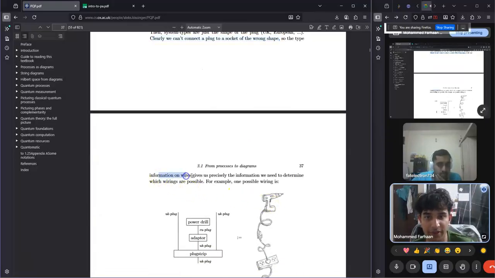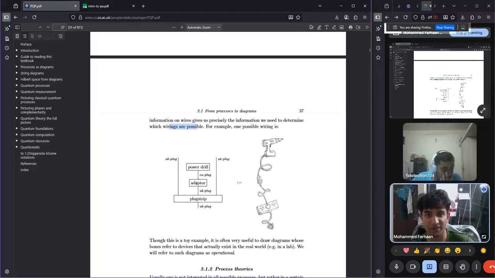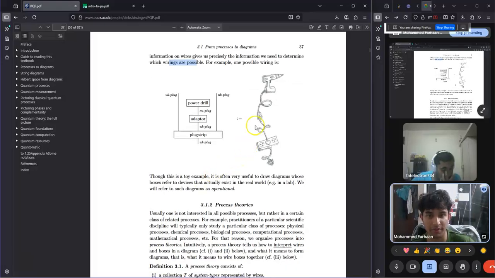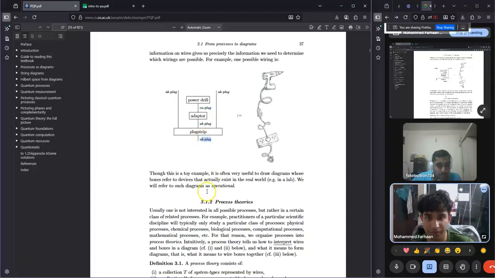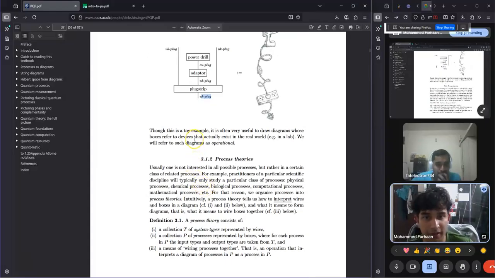So the type of information on the wires gives us precisely the information we need to know which wirings are possible. For example, one possible wiring is what's given over here, matching data types all throughout a diagram. Though this is a toy example, it's very often useful to draw diagrams whose boxes refer to devices that actually exist in the real world.